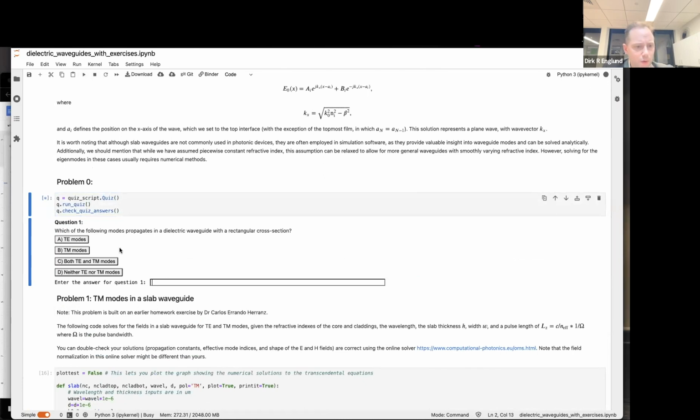All right. So now in this quiz, we can say: which of the following modes propagates in a dielectric waveguide with a rectangular cross-section? TE modes, TM modes, both TE and TM. I will certainly see both TE and TM.